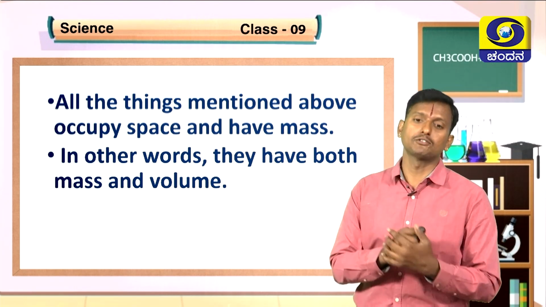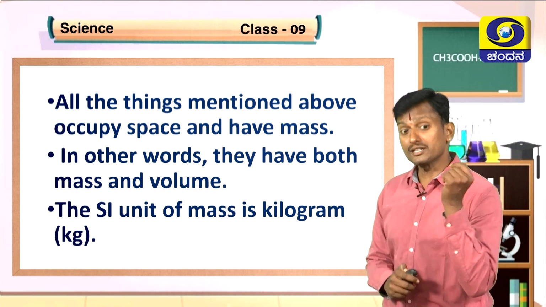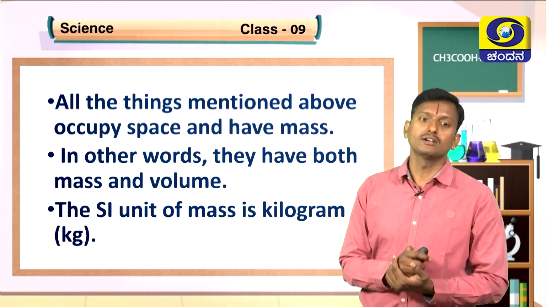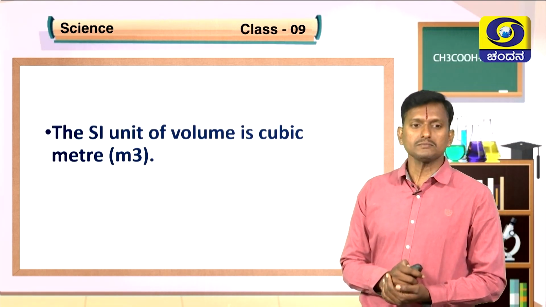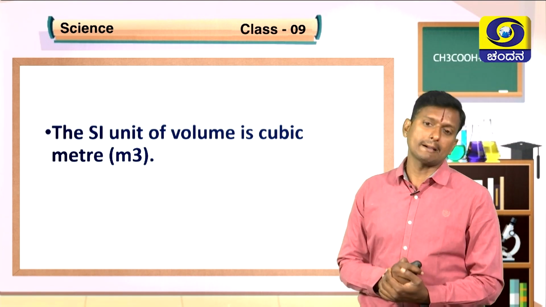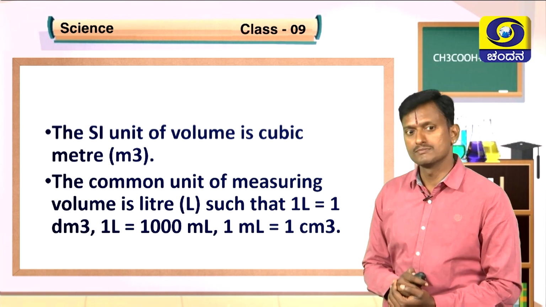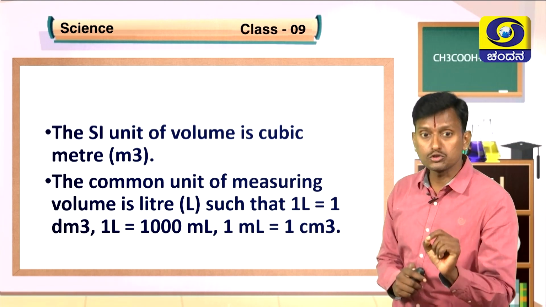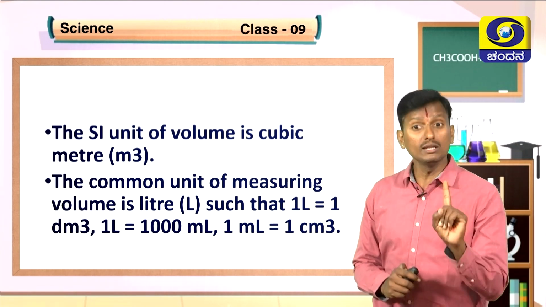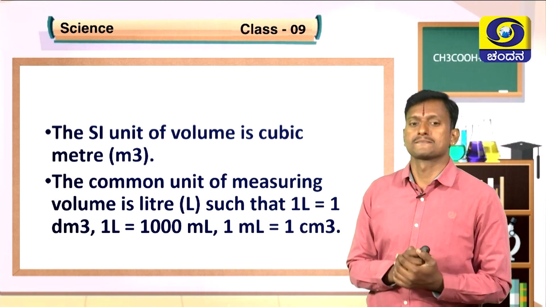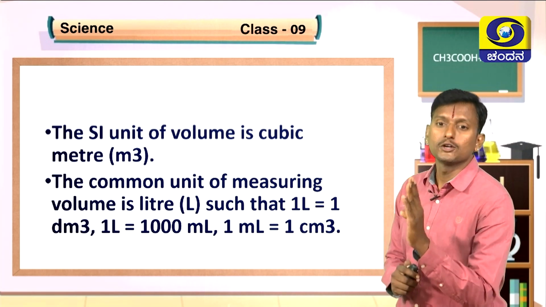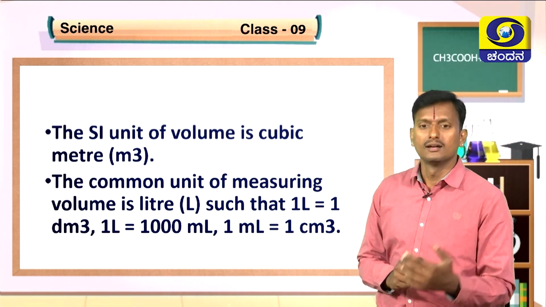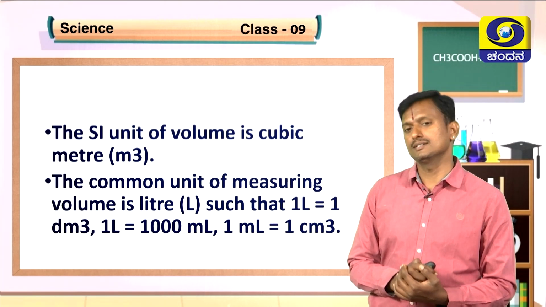They have mass and volume. The SI unit of mass is kilogram, kg. Mass is measured in terms of kilogram or kg. The SI unit of volume is cubic meter or meter cube. See here, the common measuring unit of volume is liter, such that 1 liter is equal to 1 decimeter cube, or 1 liter is equal to 1000 ml. 1 ml is equal to 1 cubic centimeter. Understand? These are the measuring units of mass and volume.